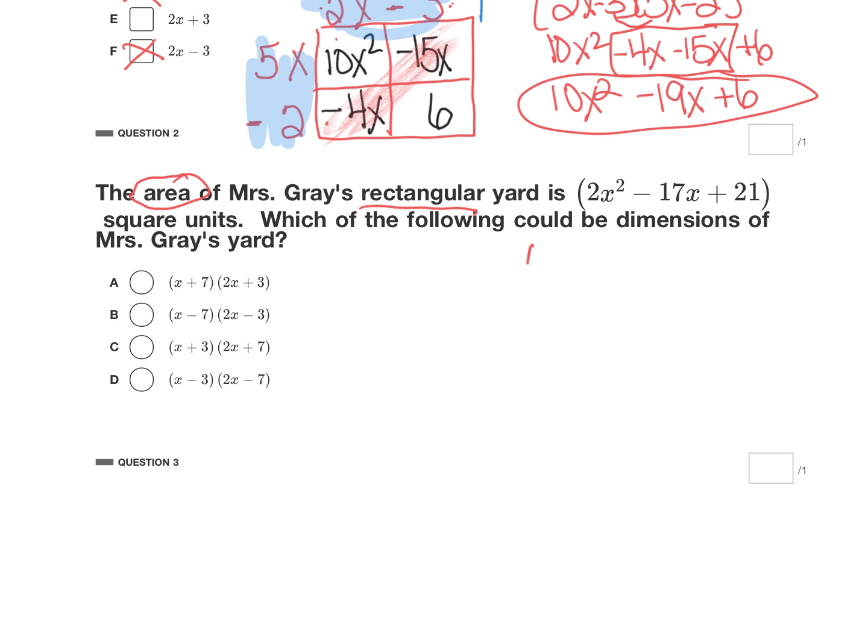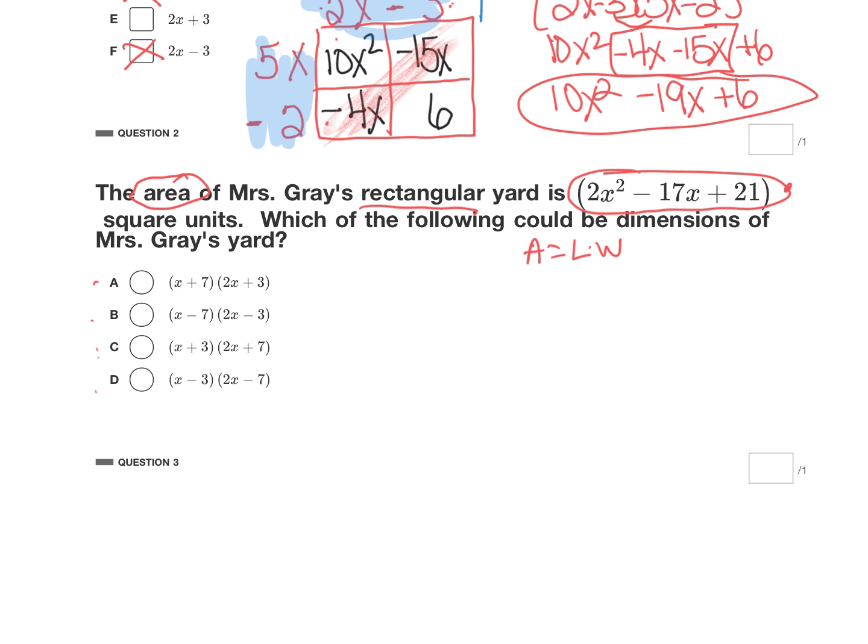Well, isn't area just length times width? So I know the total, I know my A value, but I need to find my length times width. You can do this one of two ways. You could either take all of your answer choices, notice they are all multiple choice, and work backwards. You can FOIL or box these, multiply them out, and see which one gives me my 2x squared minus 7x plus 21. Or you can factor this. So I'm just going to go the factoring route.